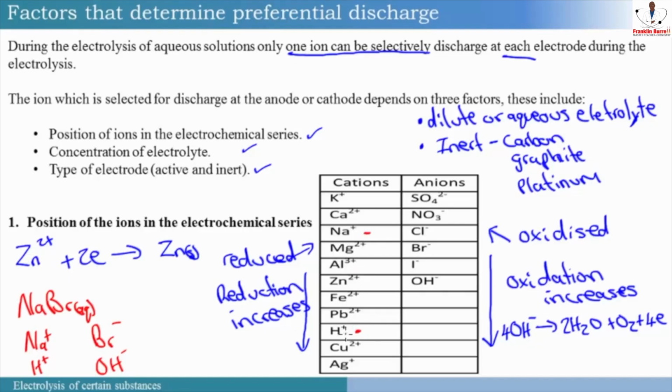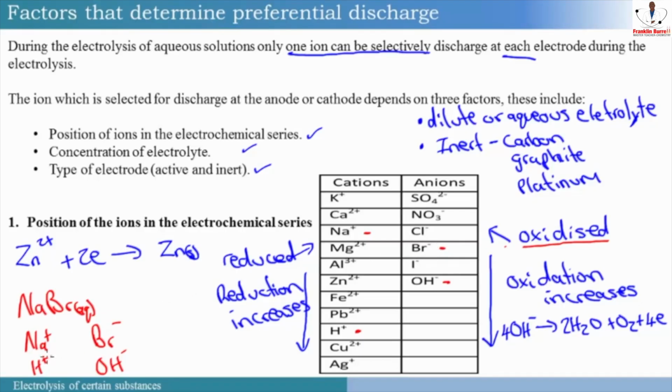That means that H plus will be more easily reduced than Na, hence H plus would come off in preference to Na. In case of the anions, OH minus is here and Br minus is here. Therefore, OH minus will be more easily oxidized than Br. Hence, it will come off in preference to Br.